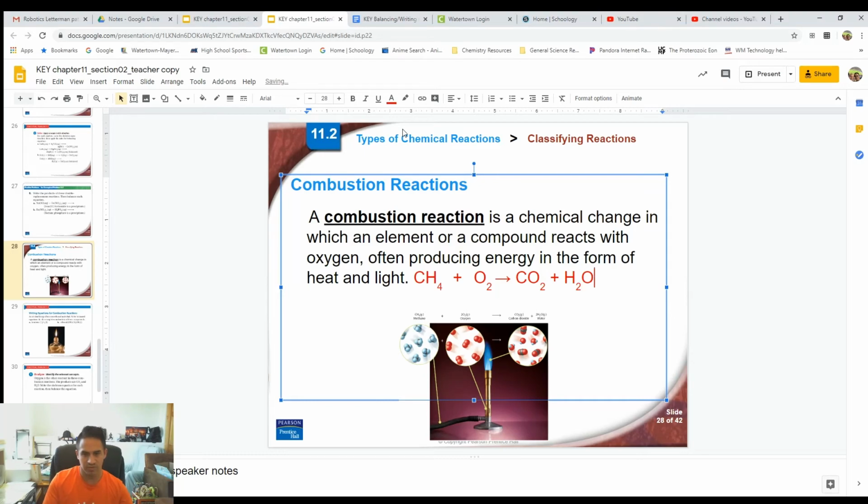Combustion reactions usually always start with a hydrocarbon. A hydrocarbon is a carbon molecule that has hydrogen in it. Or a carbohydrate. And a carbohydrate is a compound that has carbon, hydrogen, and oxygen in it. And hydrogen and oxygen make water, so it's been hydrated. But you're always going to start with either a hydrocarbon or a carbohydrate. You're going to react it with oxygen as O2, and you're always going to make CO2 and H2O. That is like textbook combustion. That's what all combustion reactions look like.